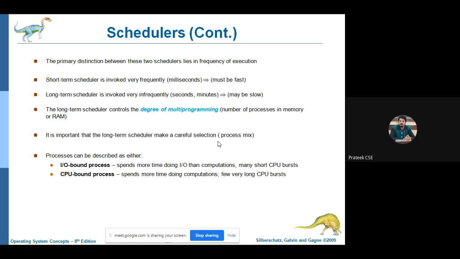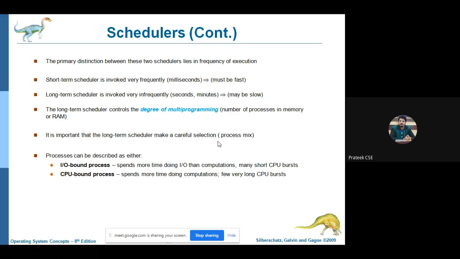Another important term and interesting thing is degree of multiprogramming. So degree of multiprogramming simply means the total number of processes which are currently in the main memory or in the RAM, and it is totally the responsibility of the long-term scheduler, which used to select the processes from the new state and put them into the ready state.